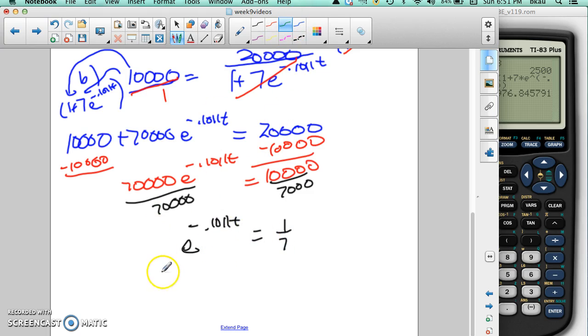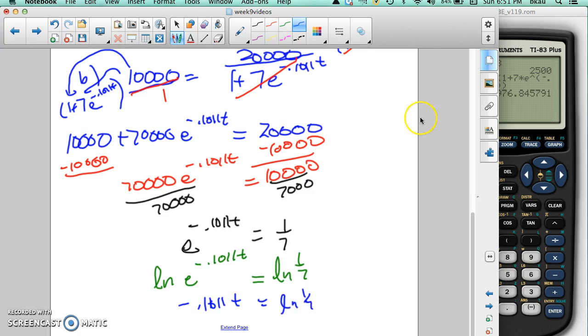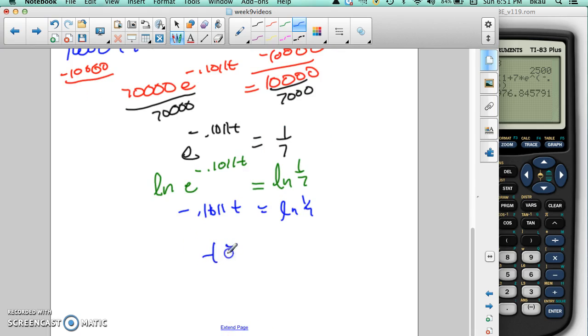Then we apply the natural logarithm of both sides because it's e. And then since these are inverse functions, we're going to get negative 0.1011 t equals ln of 1/7. And we have to divide to get our answer. So t is going to be ln of 1/7 divided by negative 0.1011.